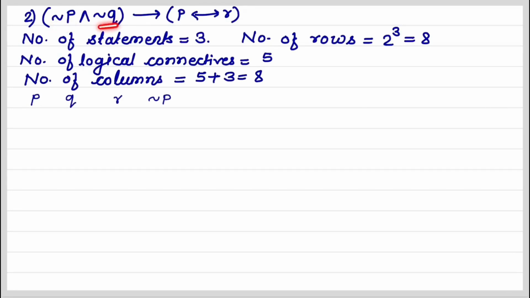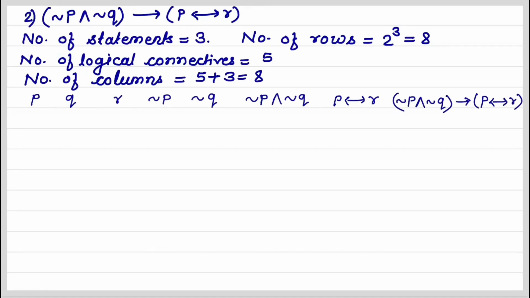P, Q, R, and the next column is negation of P, then negation of Q. Next one, we will take this bracket, negation of P and negation of Q. The next column is P double implies R, and the last column is the whole statement pattern: negation of P and negation of Q implies P double implies R. Here 3 statements, therefore 8 rows. Number of rows is equal to 8.